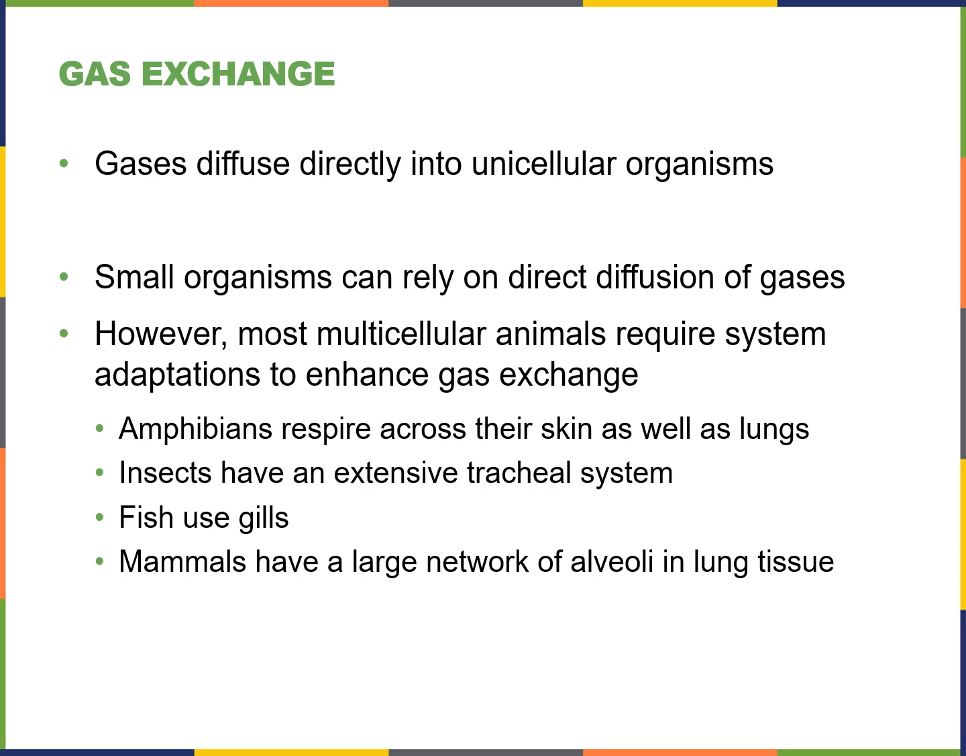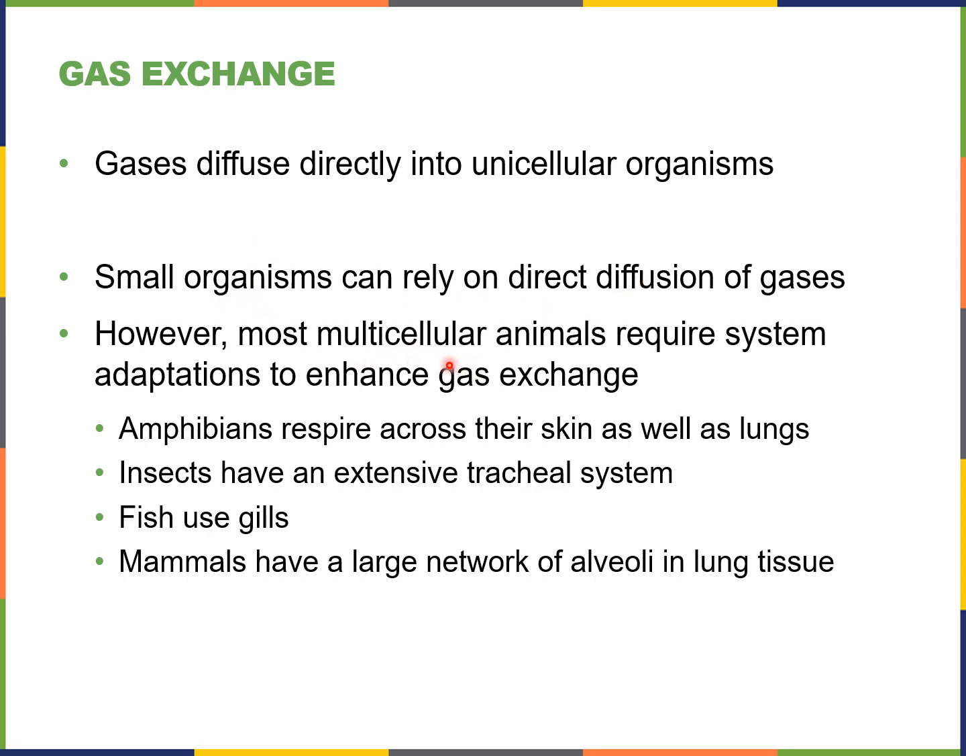And again, the book talks about some of the other organisms, and you can see as you get more complex, like humans, we require different systems in order to do this. So if we are a unicellular organism, our gases diffuse directly, right? It's really easy, it's very small, it can diffuse very quickly throughout the organism. And small organisms can rely on that direct diffusion.